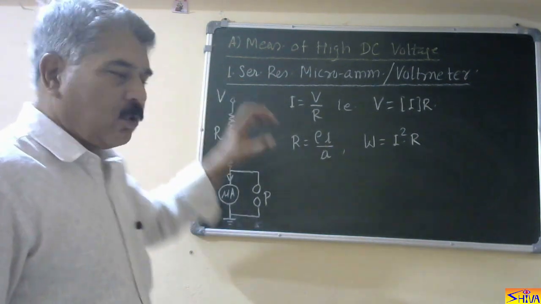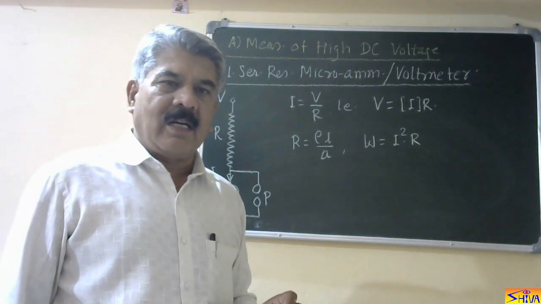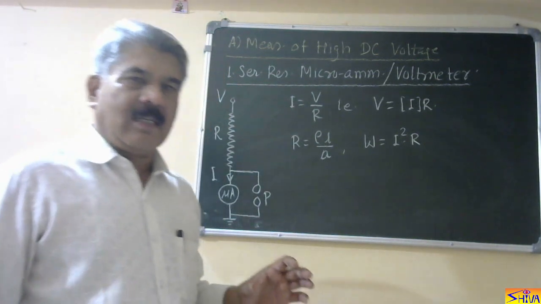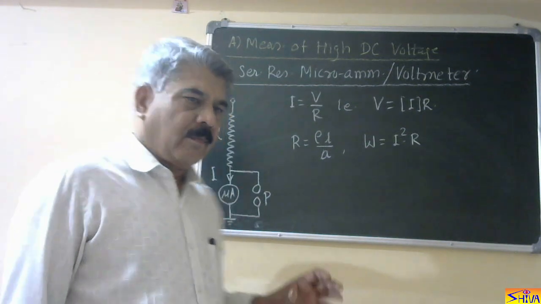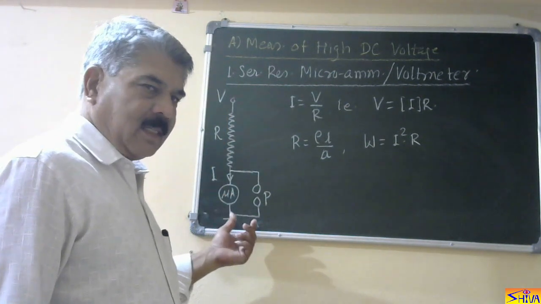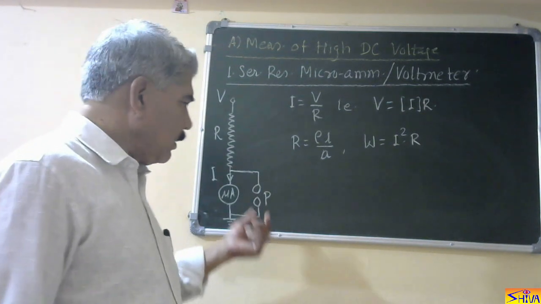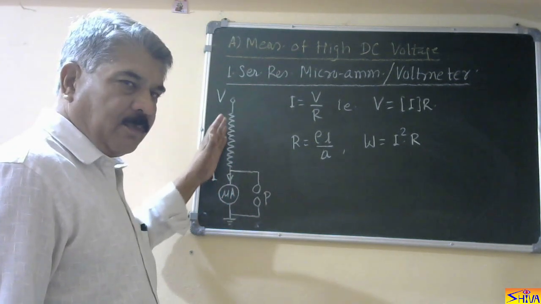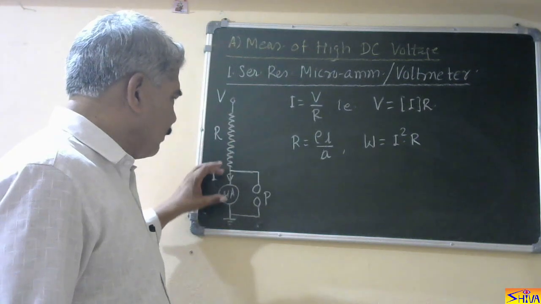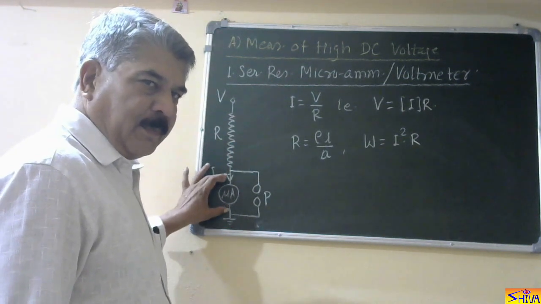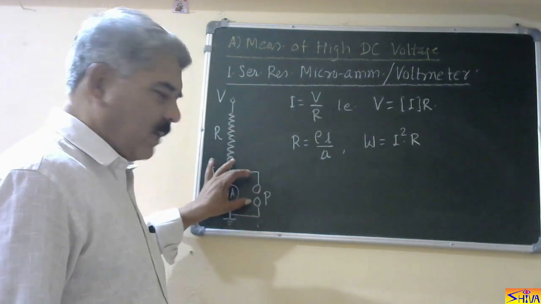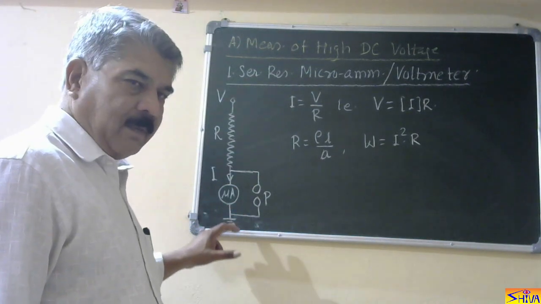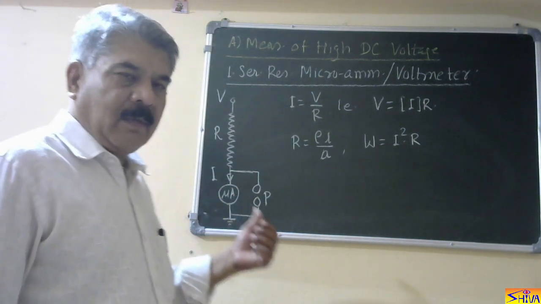V is the voltage to be measured, in the range of several hundred kilovolts or megavolts. R is a very high resistance, in the range of several hundred mega ohms. Then there is the microammeter or milliammeter, and P is the protective gap. This gap is used in case of over voltage, or if by some reason this resistance fails, then the entire voltage will appear across this meter and it will be damaged. If we provide this protective gap, due to the over voltage it will break down and the current will be grounded, and the microammeter will be protected.